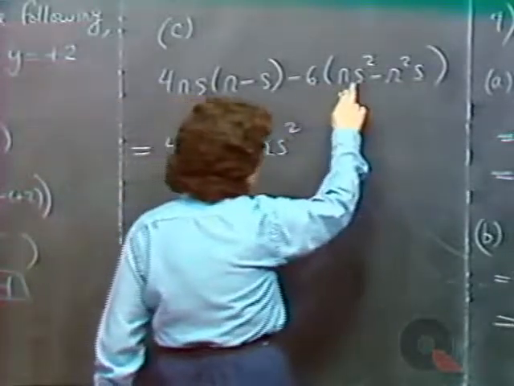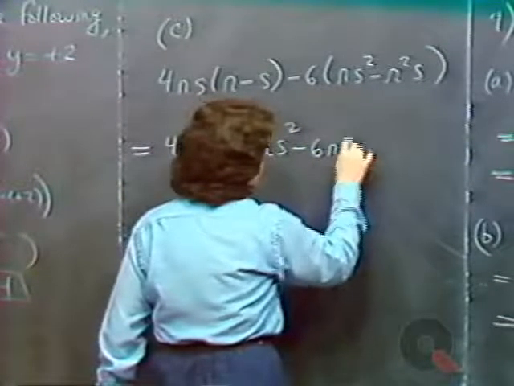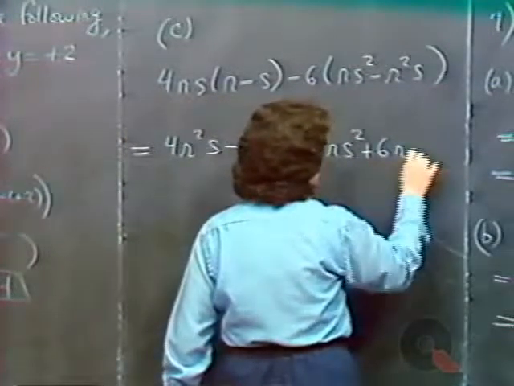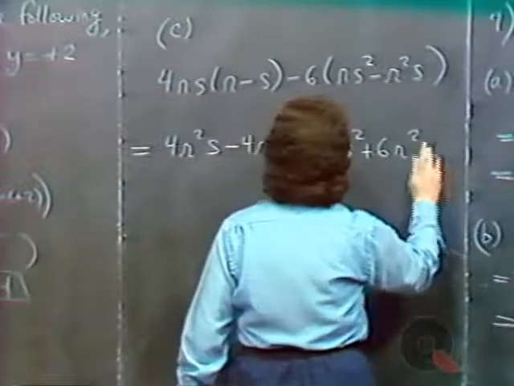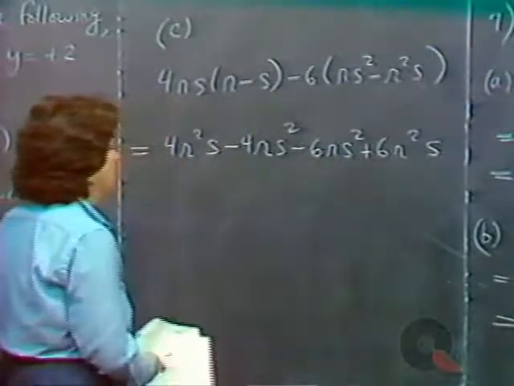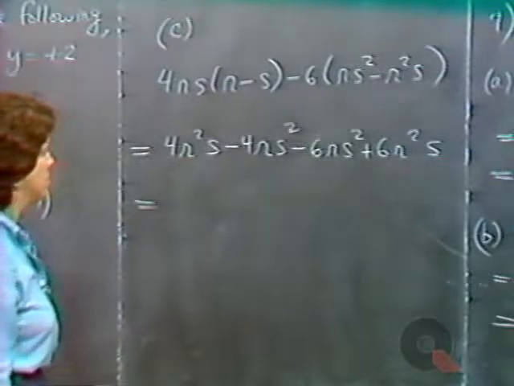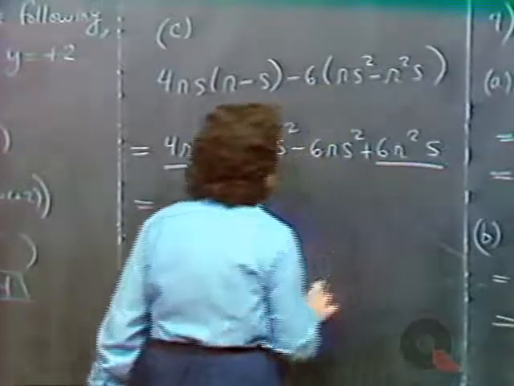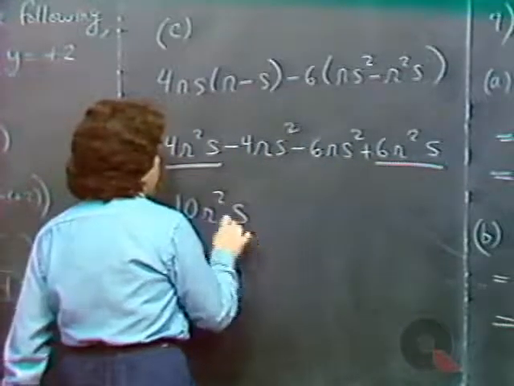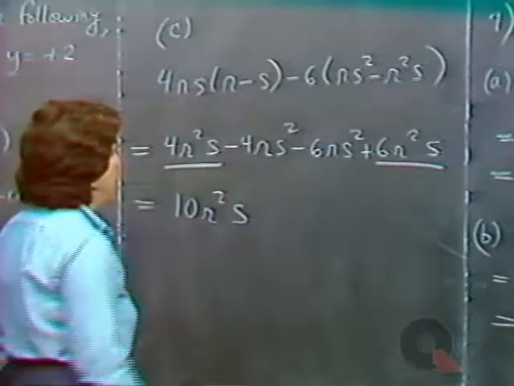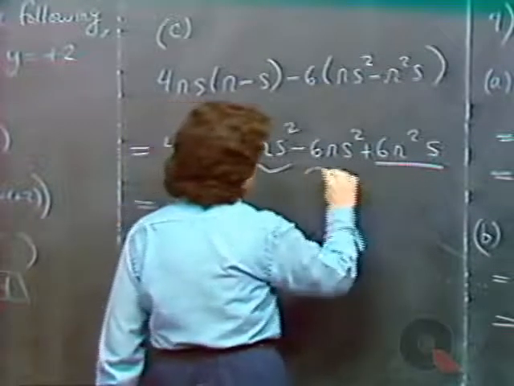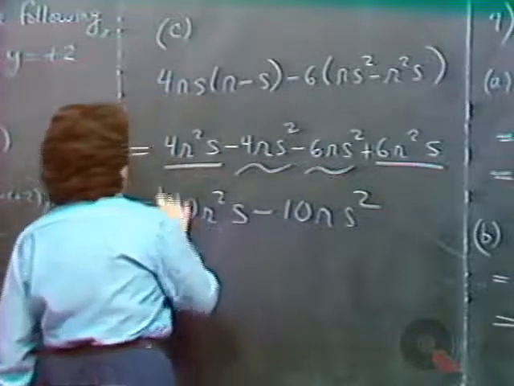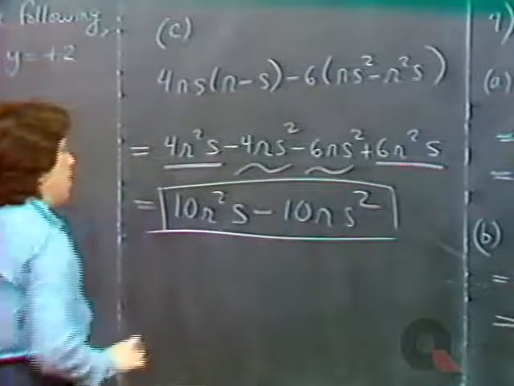Now distributing the minus 6 through the parentheses, minus 6rs squared, and then minus 6 times minus r squared s is plus 6r squared s. Combining like terms, we have a 4r squared s and a 6r squared s to give us 10r squared s. And we have a minus 4rs squared and a minus 6rs squared to give us minus 10rs squared. And we can stop there.